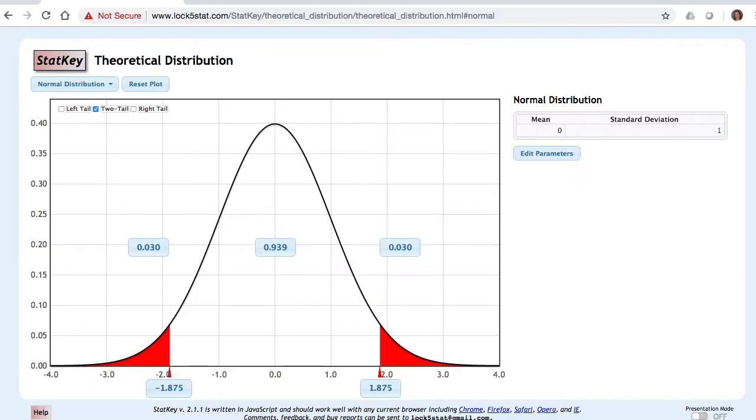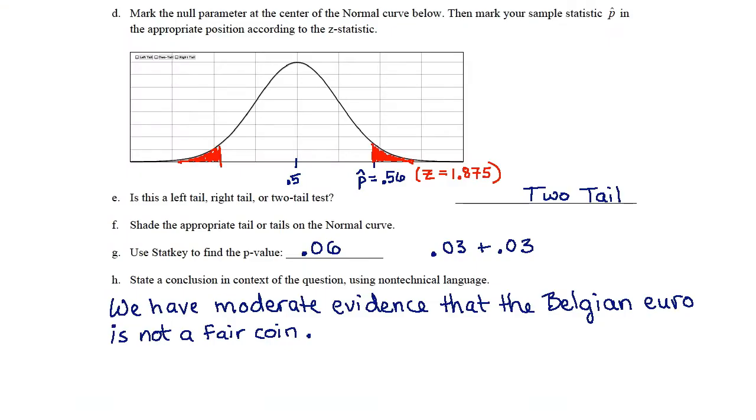This is what our picture would look like in StatKey using our z-score of 1.875 on the horizontal axis. And that gives us moderate evidence that the Belgian euro is not a fair coin, that it comes up heads different from half the time.